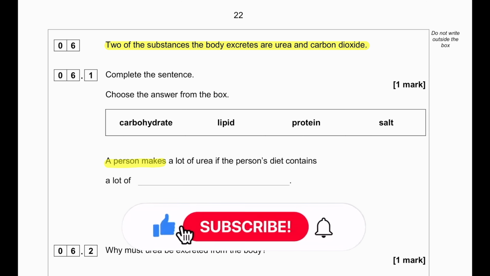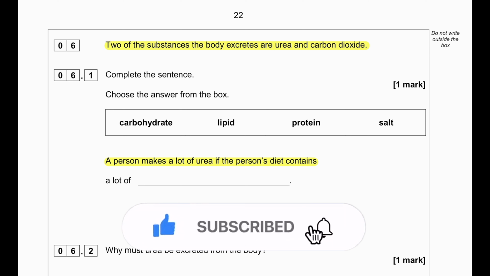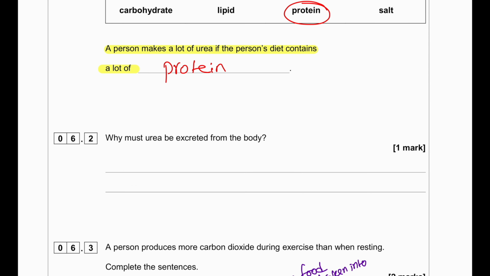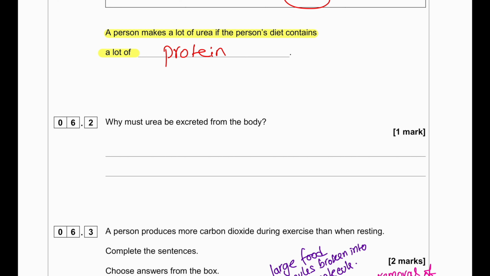A person makes a lot of urea if the person's diet contains a lot of protein. Protein is mainly made of amino acid, and when the amine group is removed, it turns into ammonia, which then turns into urea. Why must urea be excreted from the body? Because urea is toxic to the body, so it must be removed. We can write urea is a waste product.